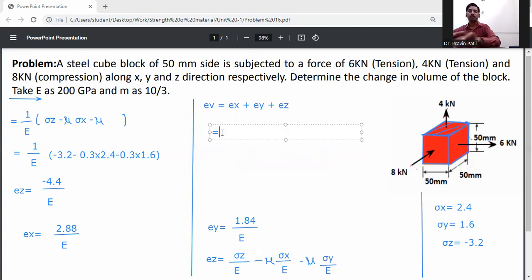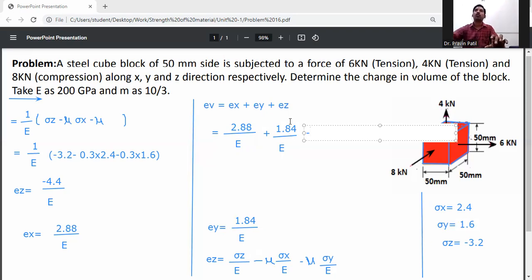EV is equal to EX; we know that EX is 2.88 divided by E. Then EY will be 1.84 divided by E. Then EZ will be minus 4.4 divided by E.